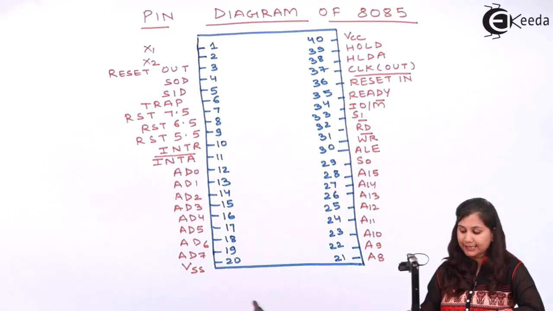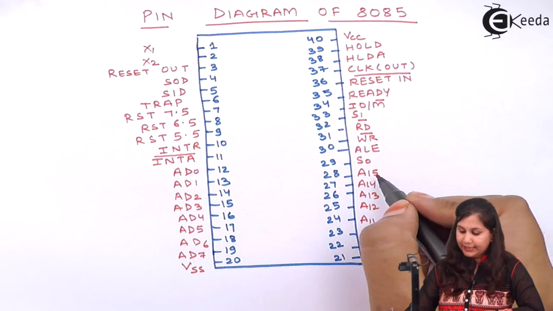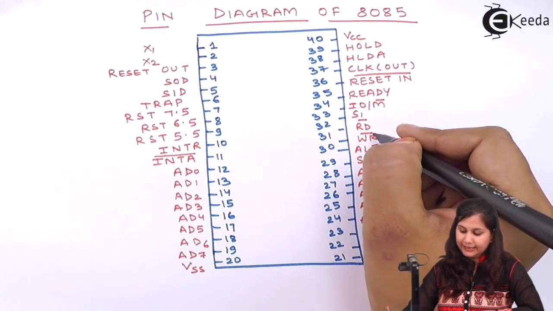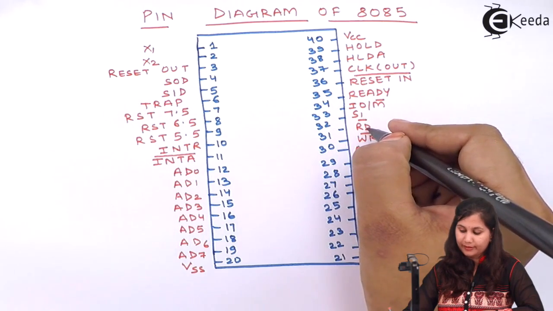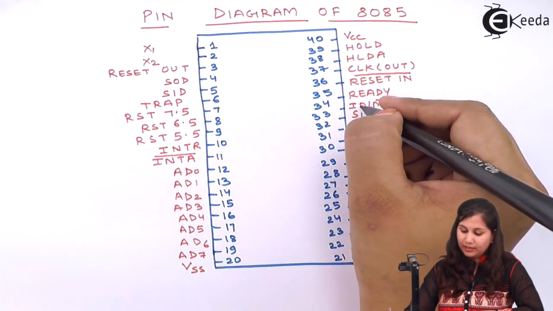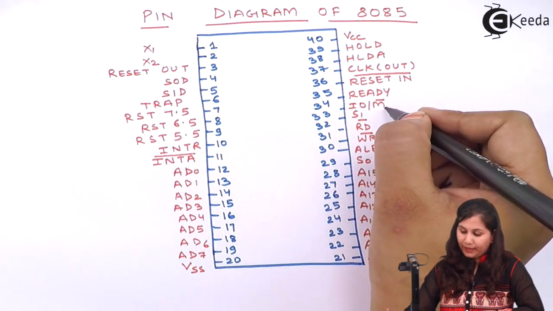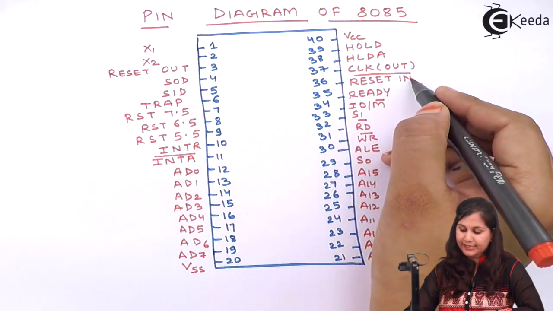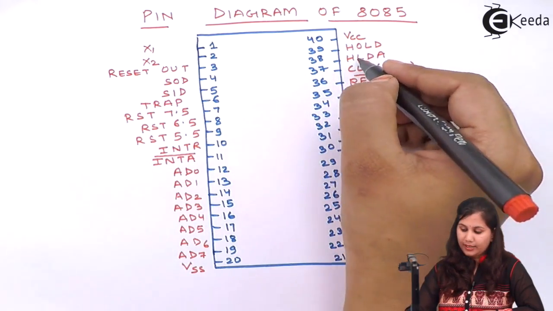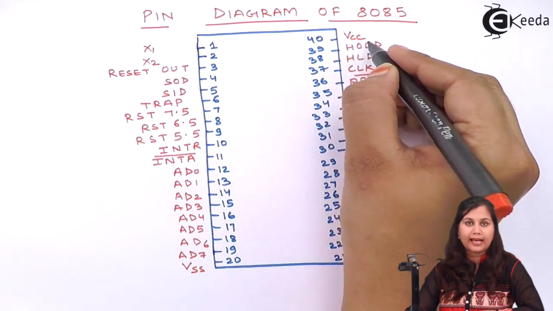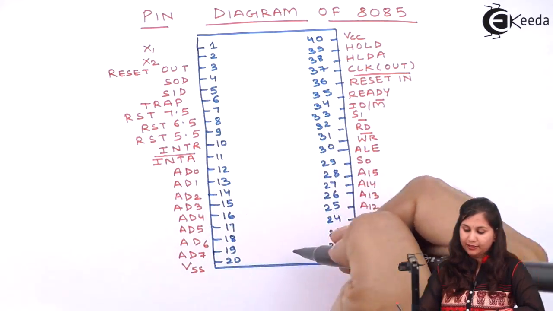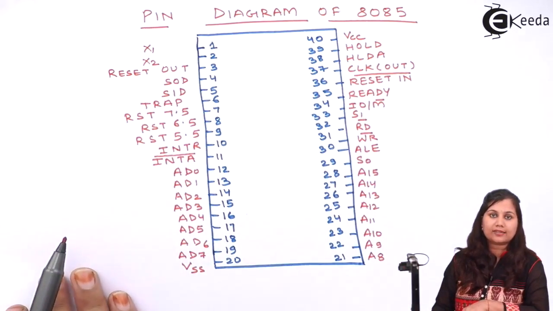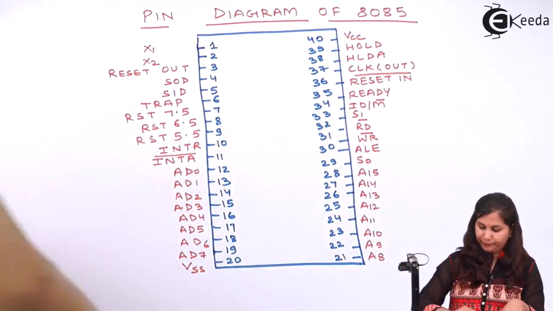Then we have BSS, A8, A9 till A15, the higher order address bus, S0, ALE, WR bar, RD bar, S1, IO and M bar, that is input, output and memory operation, ready, reset in, clock out, HLDA, hold and VCC. So these are the 40 pins representing various signals of the 8085.